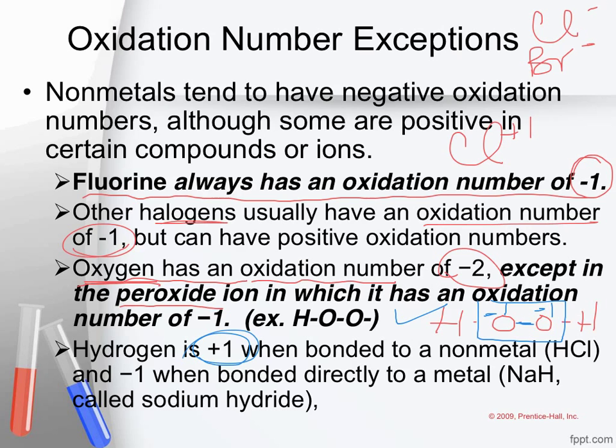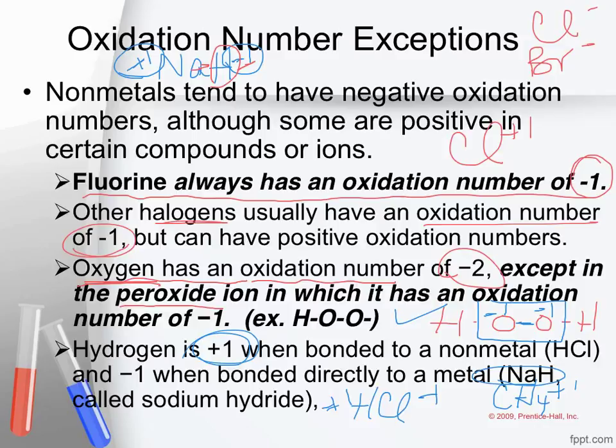Hydrogen is almost always +1. So if you have something like HCl, it's +1. If something like CH4, you can assume each hydrogen has a +1 oxidation number. Except if the hydrogen is bonded directly to a metal. For example, NaH, called sodium hydride, the sodium takes precedence. The sodium wants the +1 charge, which then forces the hydrogen to have a -1. So again, if hydrogens are bonded directly to a metal, that is the only time you'll see them with a -1 oxidation number instead of a +1.